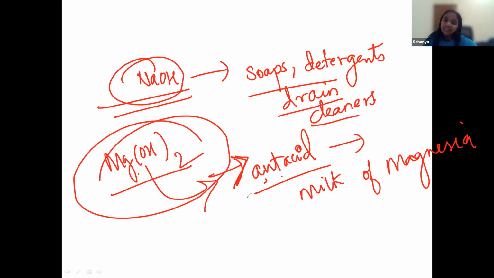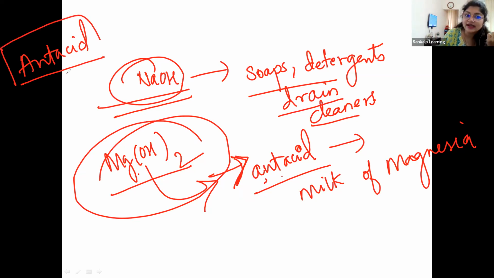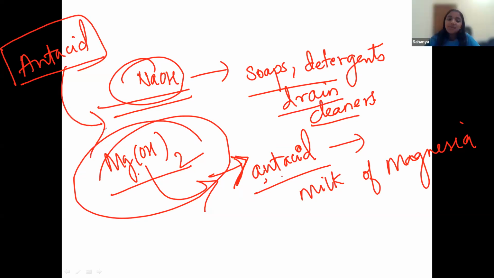See, antacid means what? Whenever the acidity levels in your body are more. Suppose you have drunk almost 1 or 2 liters of lemon juice. What will happen to you? Your stomach burns, and your chest starts burning, right? You get that burning sensation. At that time you have to take an antacid. This antacid contains magnesium hydroxide.